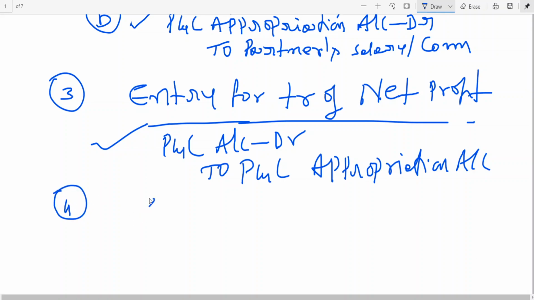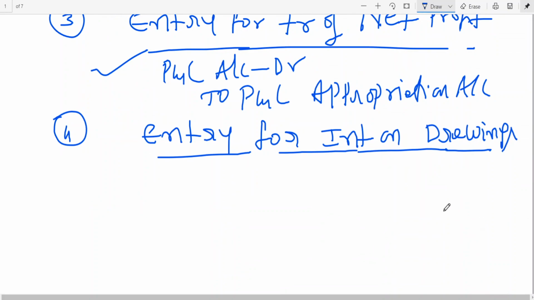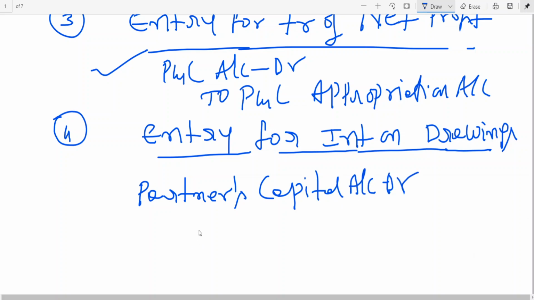Next, the fourth one, the entry for interest on drawings. Interest on drawings is an income to them, no? So you will be debiting partners capital account, to interest on drawings.